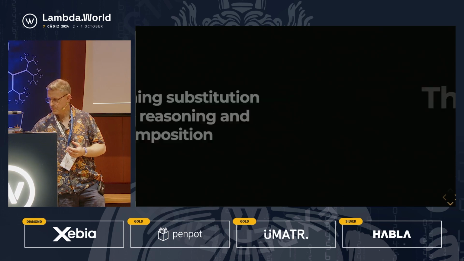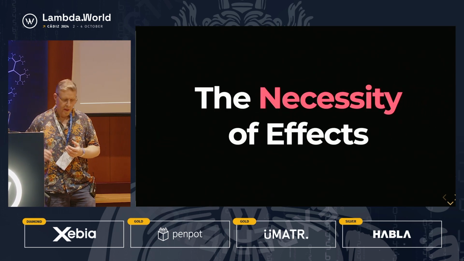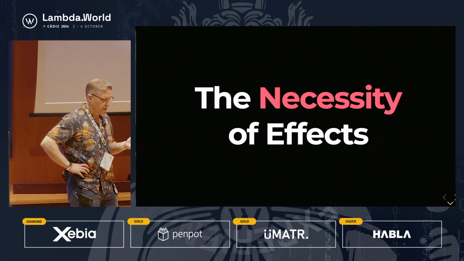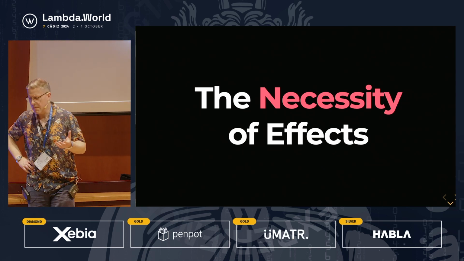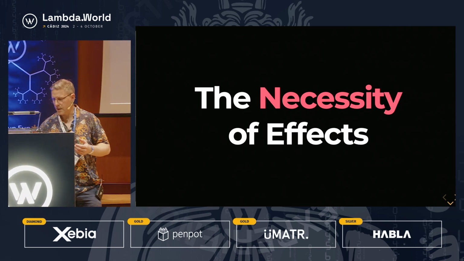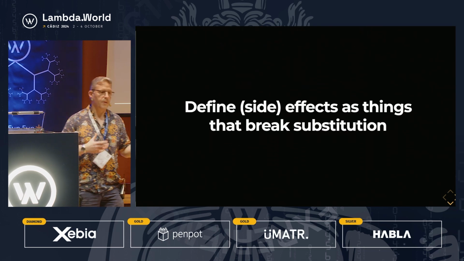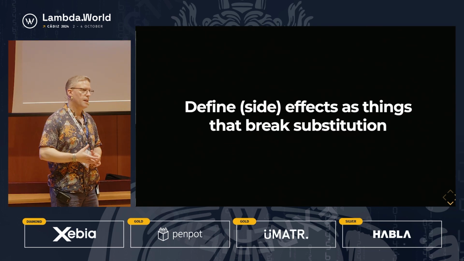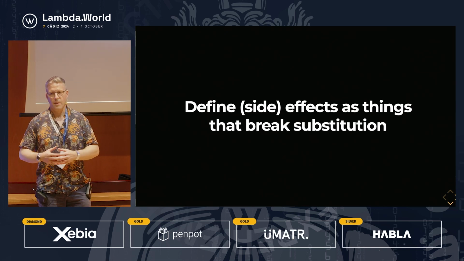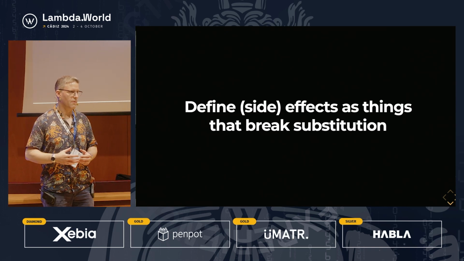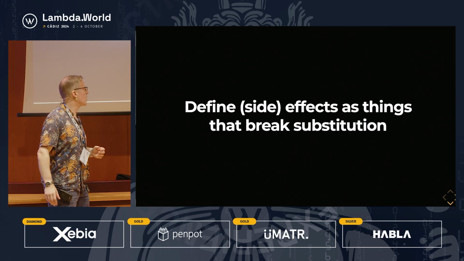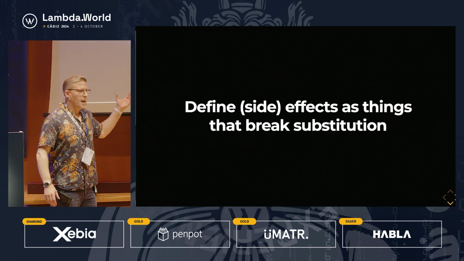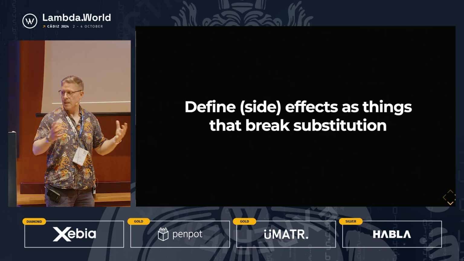All right. Okay. So now let's talk about effects. What actually is an effect? I haven't really defined it so far, but now that we've talked about substitution, we can actually define what we mean by an effect. Sometimes we say a side effect to distinguish it from the kind of effects we might talk about in the effect system world, the functional programming world. So what I mean by a side effect is just something that breaks substitution.